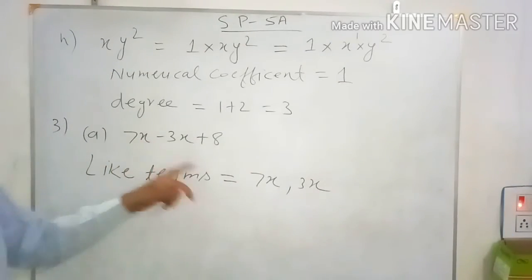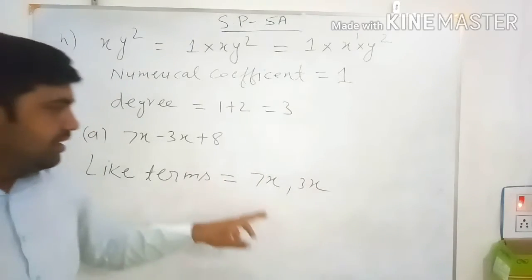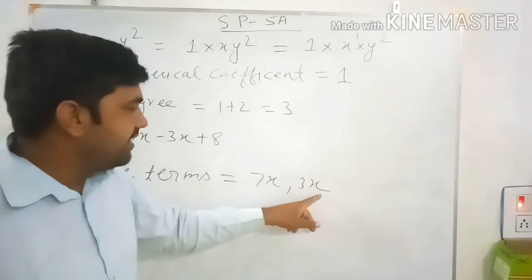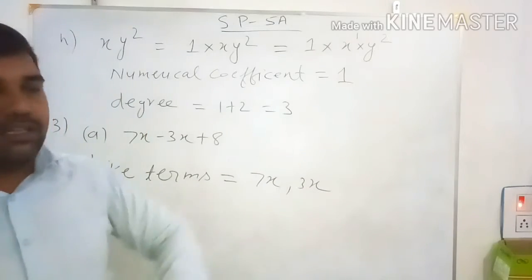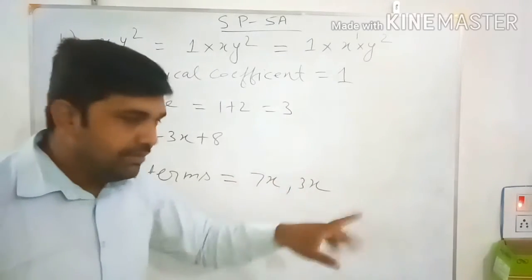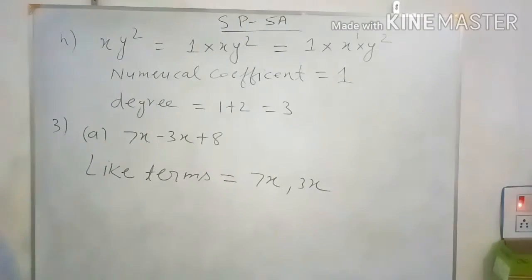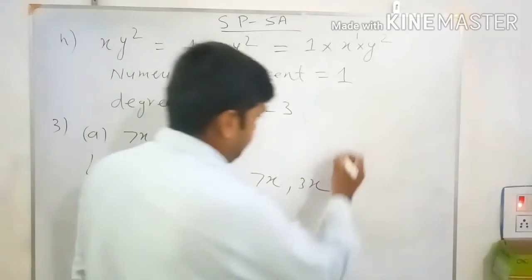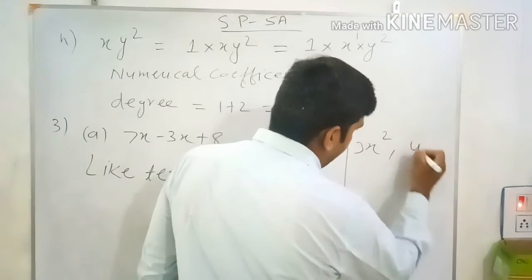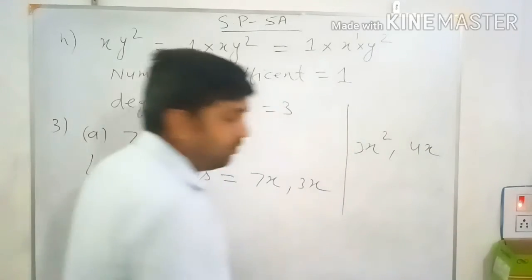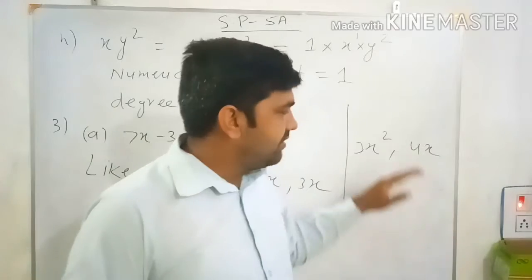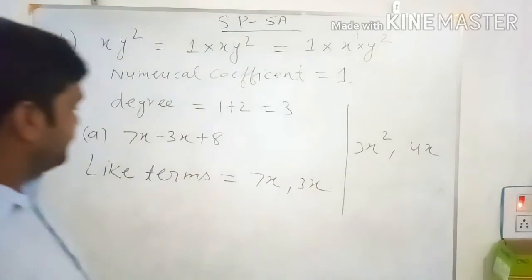Like terms have the same variables and the same degree. Here in 7x the variable is x, in 3x the variable is x, and the degree is also the same. So in like terms there should be the same variables, same literals and same degree. Then only can we say they are like terms. 3x square and 4x are unlike terms. Why unlike? Their variables are the same, but the degree is not the same. So that's why they are unlike terms.